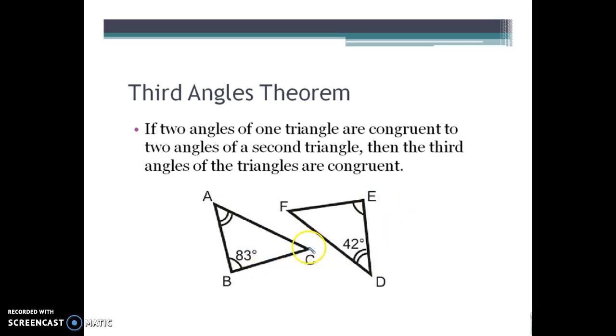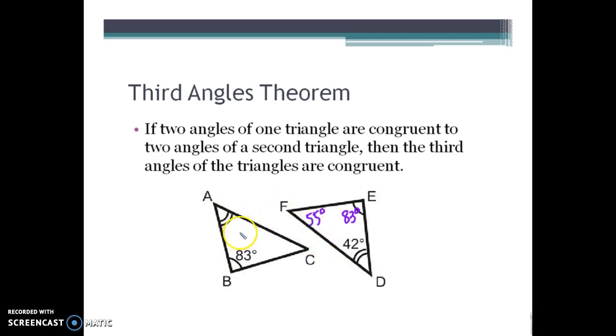If this angle is 83 degrees, I know that it corresponds to this one curve, the single curve over here for angle E. So I know that this angle is 83 degrees. 83 and 42 plus this angle F over here has got to give me 180. So if I subtract those from 180, I get 55. So angle F has to be 55.